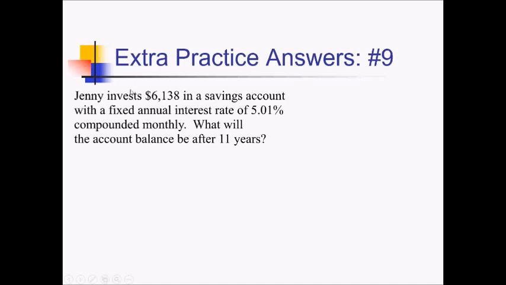On this problem, Jenny's investing some money in a compounded monthly account, interest rate of 5.01%. We want her money after 11 years. So for this, I'll use PB to the T because it's not continuous compounding. And for the B value, we've got 1 plus R over K to the K. So that's going to be 1 plus the interest rate as a decimal, 0.0501, all divided by, let's see here, compounding monthly, so that's 12, and also the 12th power.